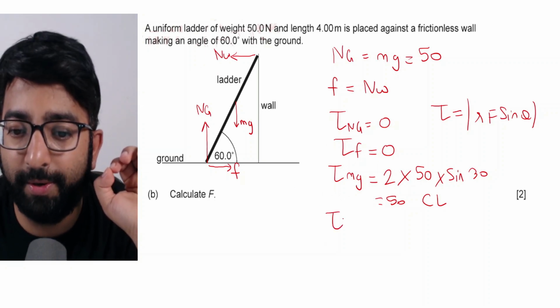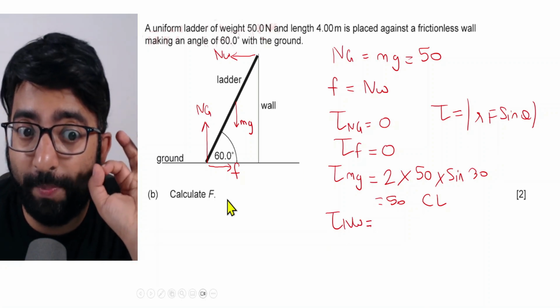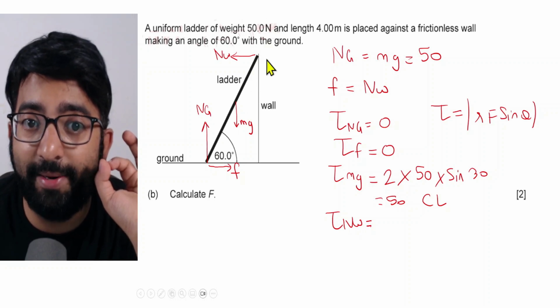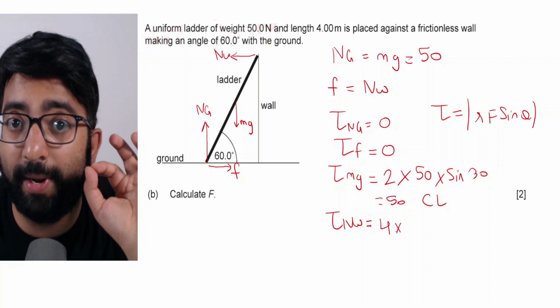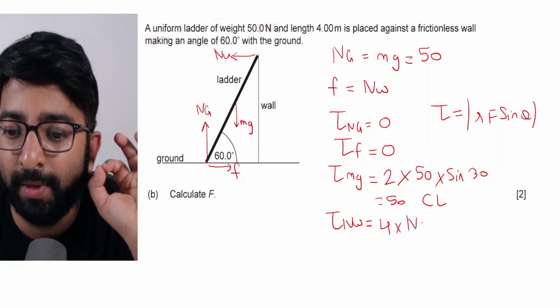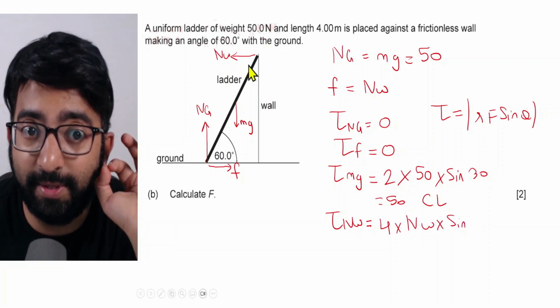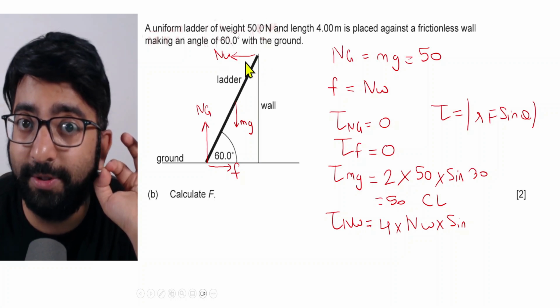So let's write down, the torque due to Nw will be equal to R F sine theta. R would be the distance from the leftmost point until this point. Now this entire length is equal to 4 meters. So torque will be equal to 4 multiplied by the force. Force in this case is Nw. So let's write it down. Multiplied by sine of the angle. The angle theta is this. So we need the angle between the ladder and Nw. And how much is this angle?